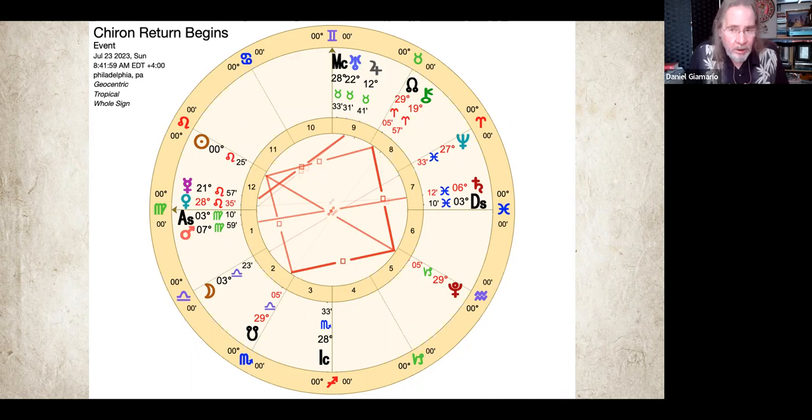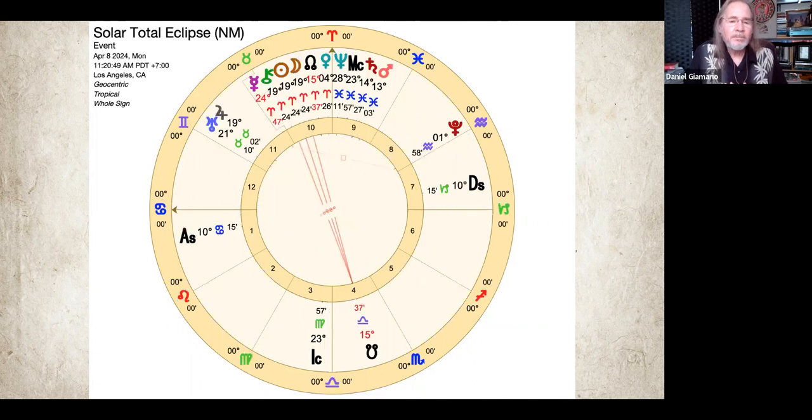Okay, one more thing here, just to keep in mind. Placing the attention on that 19 57 Aries, which in July could be thought of as the beginning of the Chiron return, look at something very interesting in 2024. So let's look at that eclipse chart.